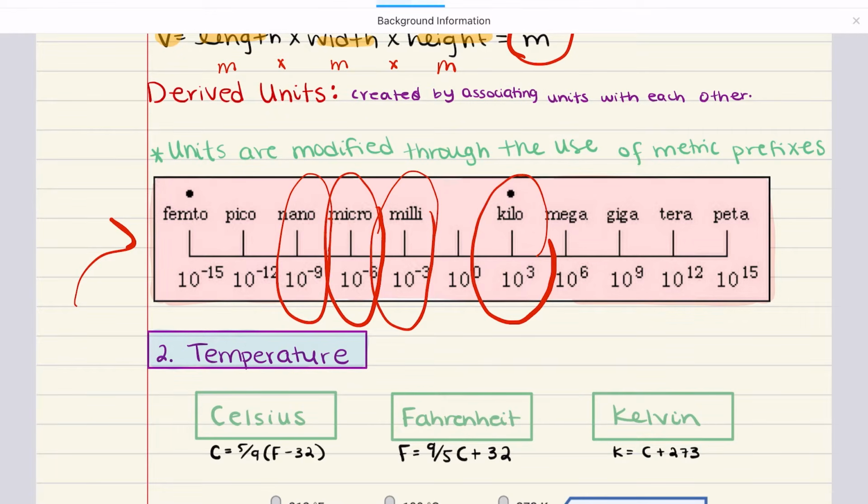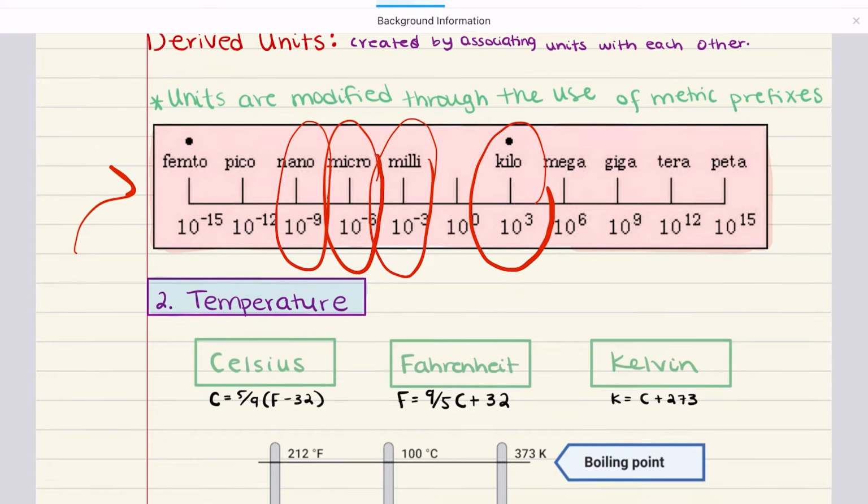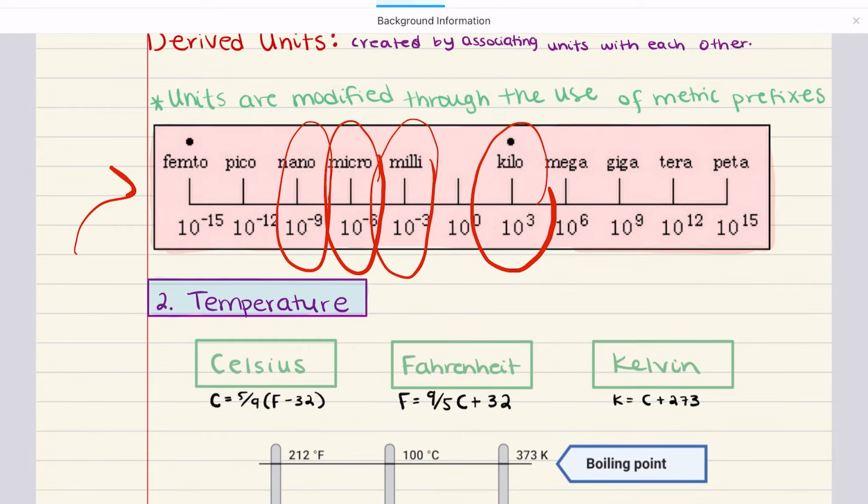Now again, we just said that we can add these prefixes to make it more reasonable to refer to different values of length, mass, or time, depending on the system you're referring to. So for example, if you are referring to a human cell, you don't want to say, hey, a human cell is anywhere between 0.000001 and 0.00001 meters, when instead you can say that a human cell is anywhere between 1 to 10 micrometers.